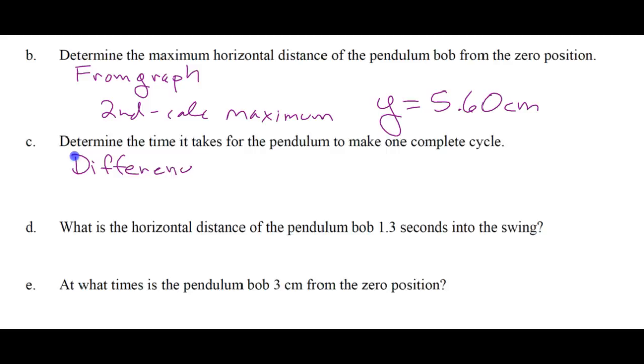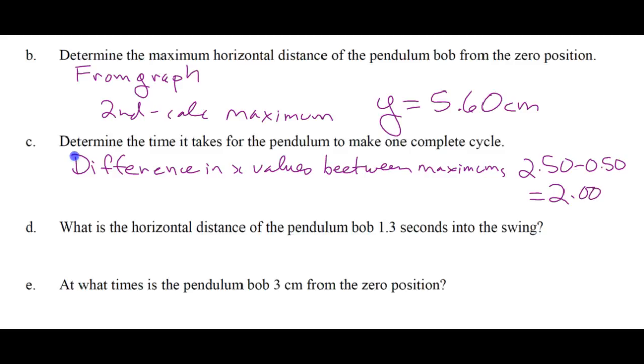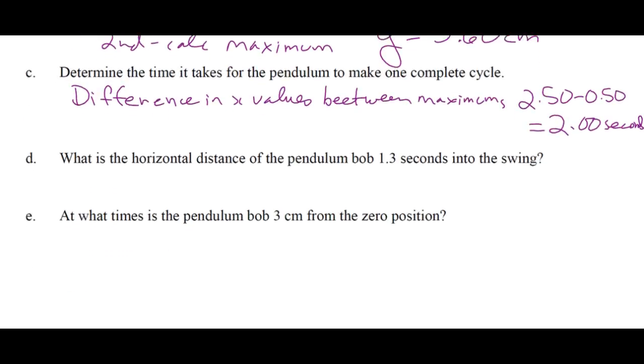Difference in x values between maximums: 2.50 minus 0.50 is equal to 2 seconds. Okay. And remember, there's units now, right? So centimeters is associated with anything happening vertically, or sorry, the horizontal distance of the bob. It's not a height, it's horizontal distance. The horizontal distance of the bob is in centimeters. Anything to do with time, so B or C, is in seconds.